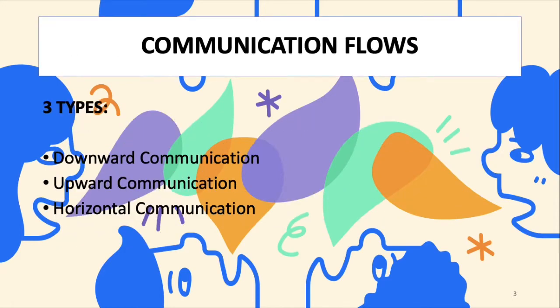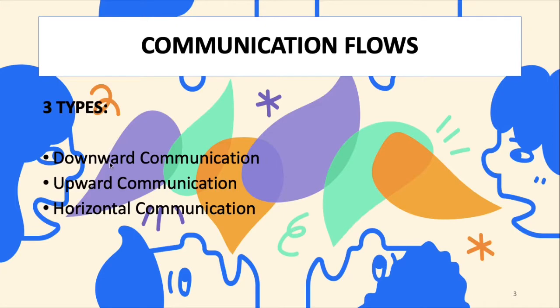Okay, so there are three types of communication flows. We have the downward communication, we have the upward communication, and we have the horizontal communication. So what are the differences between the three? So first, let's discuss the downward communication.